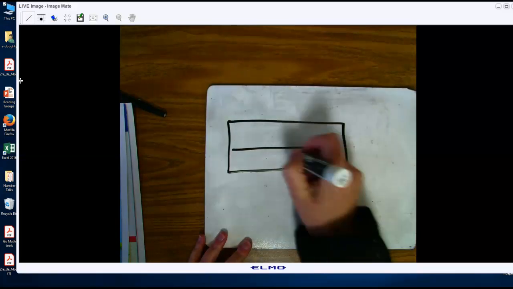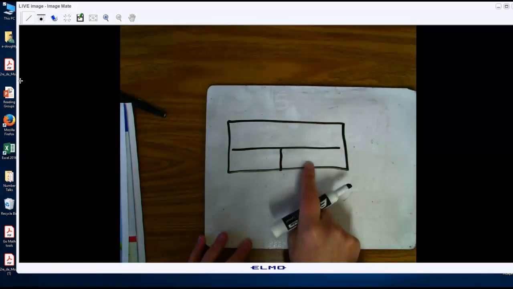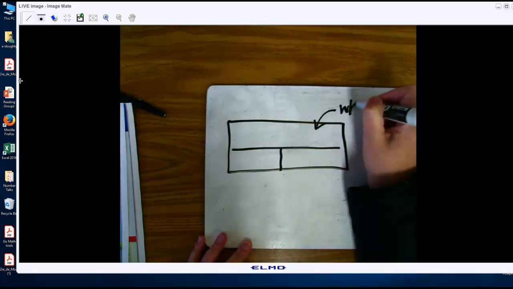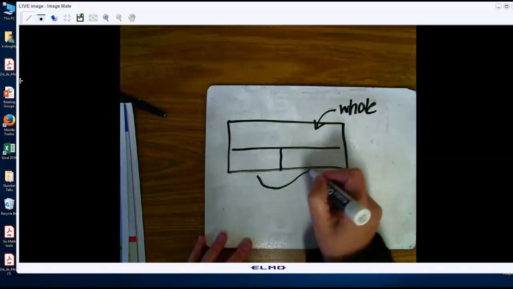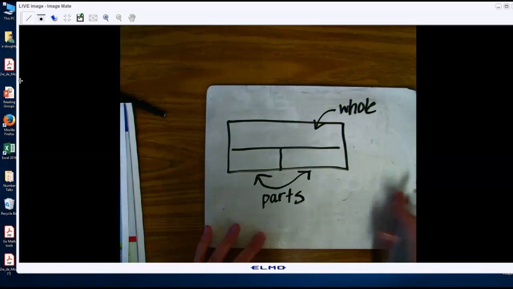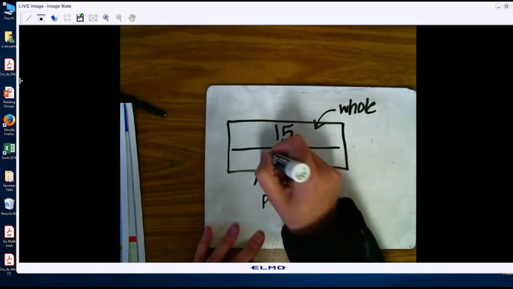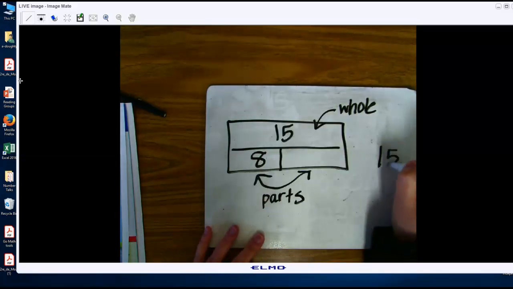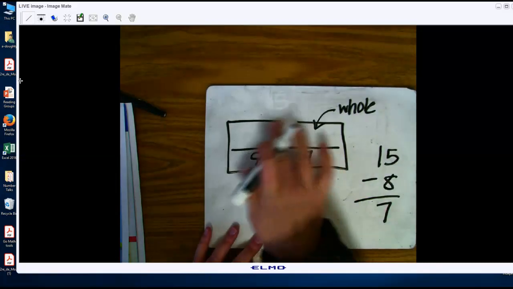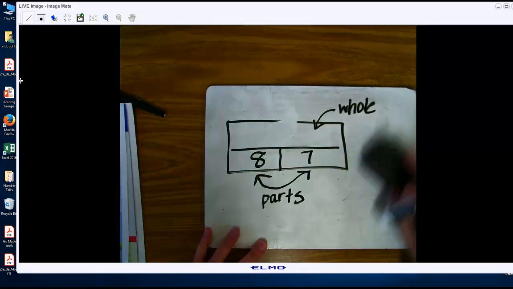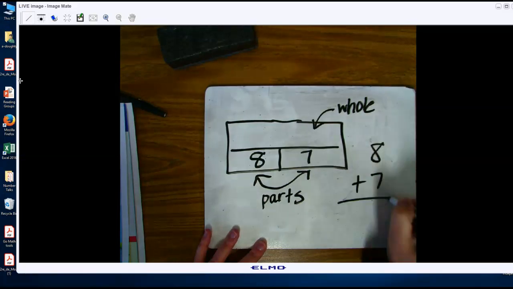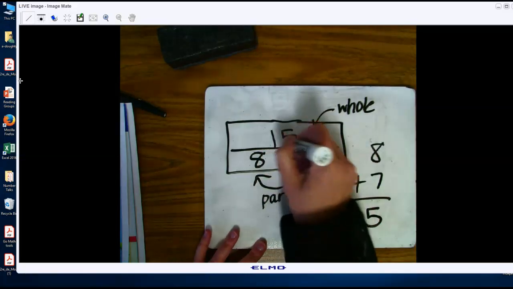So we had the tape, and the two parts that are small are called parts, and the top is called a whole. This is the whole, and these two are parts. And whenever we know a whole and we know a part, then we subtract, like that. But whenever we know the two parts and we don't know the whole, then we add the two parts to figure out what the whole is.